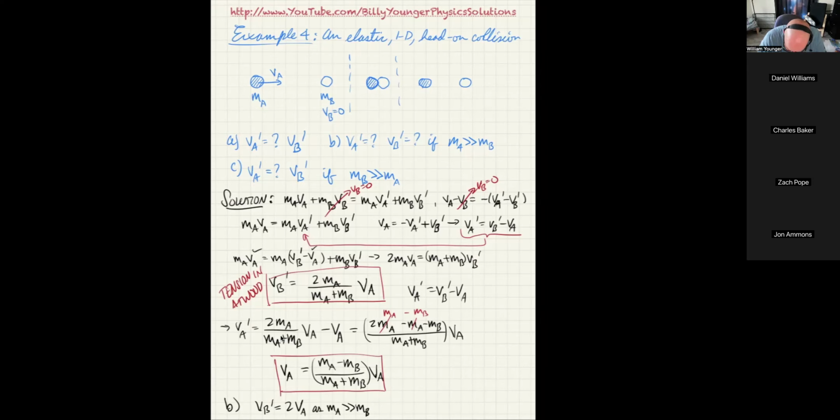And not only that, you can find that VA prime is going to be, notice when you let MA be much greater than MB, then this one and this one just leaves MA. So you get VA prime is approximately equal to VA. So the Mack truck's hardly going to notice it, is what we're saying there.